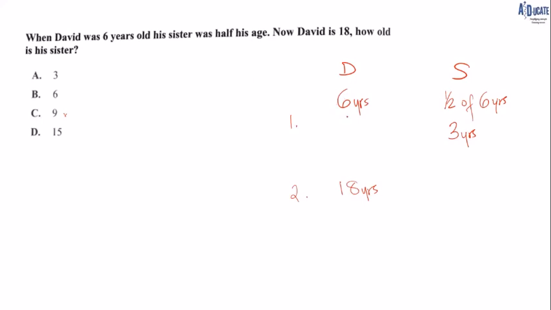For David to become 18 years old, if he was 6, how many years would have passed? That would be 12. So in this gap right here, 12 years have passed for David to become 18. So if his sister was 3, 12 years also passed for her as well. So how old is she? 15. Yup. And you can check your math. There we go, and that's our answer.